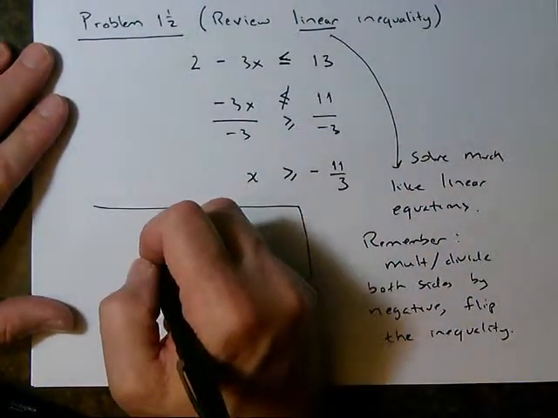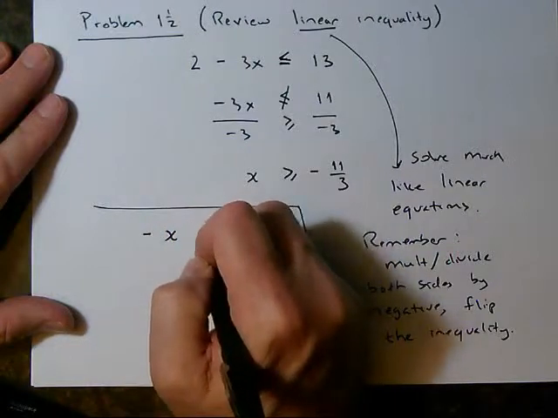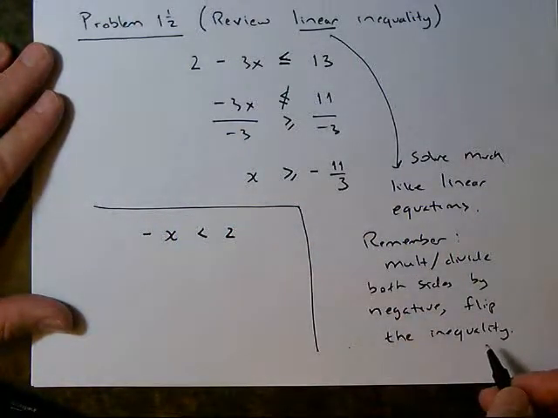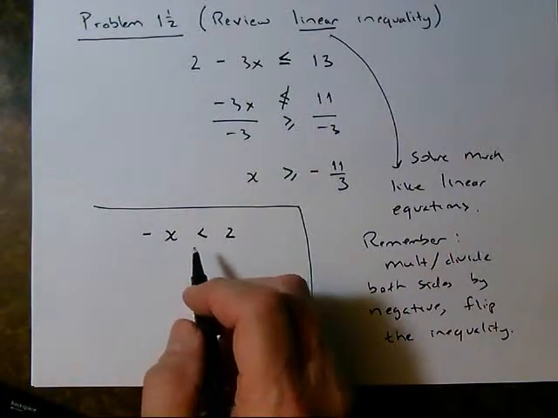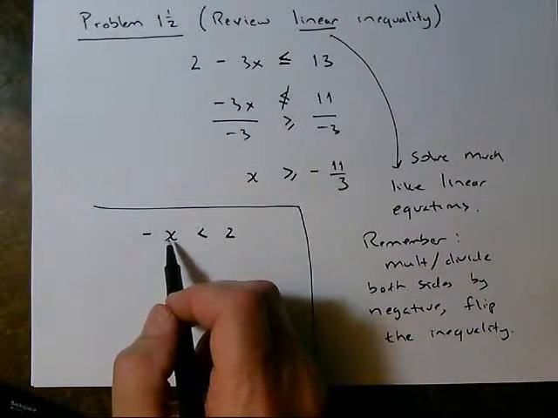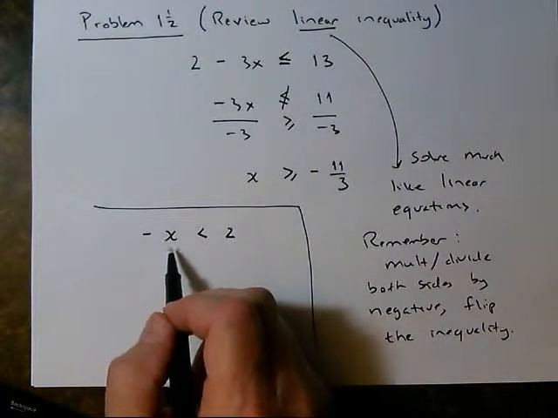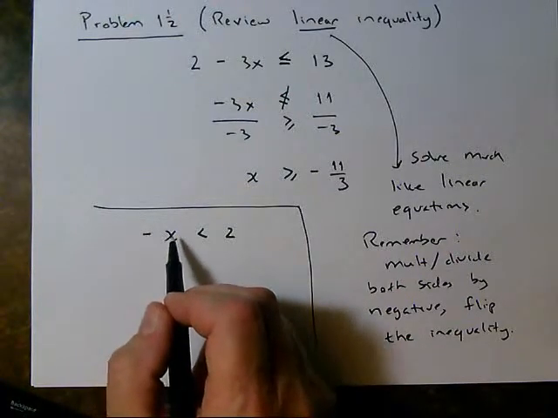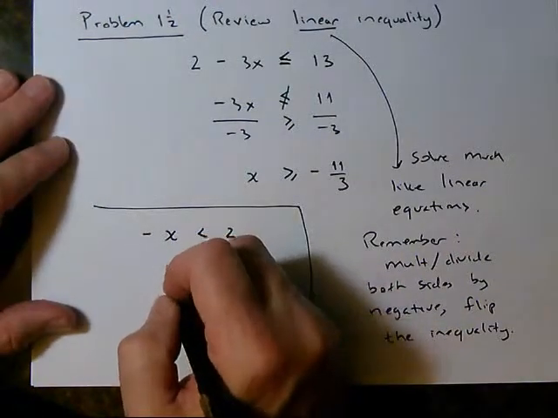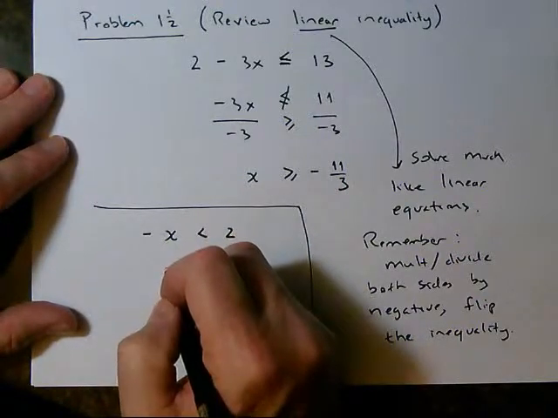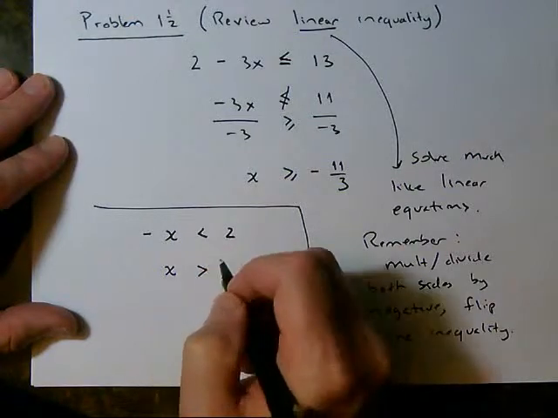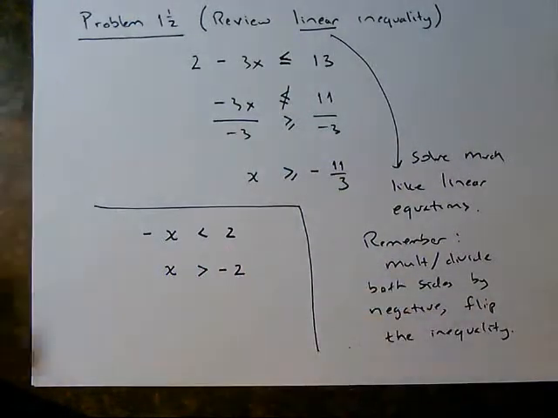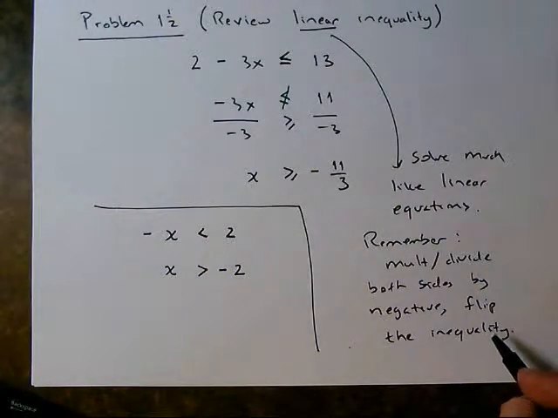If you're saying that negative x is less than 2, that means the opposite of x is less than 2. So that means that, for instance, a 1 would be less than 2. Well, the value of x that would make this work would be negative 1, because negative times negative 1 would make it work. So if you multiply both sides by negative 1, that means that you want x bigger than negative 2. So negative 1 is such a number.